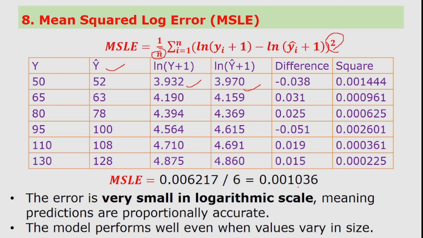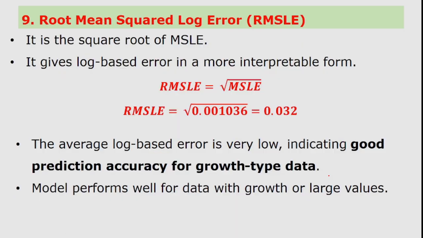See here, the error is very small in logarithmic scale, meaning its predictions are proportionally accurate. With our model, the MSLE gives a very small value, so the prediction is more accurate. The model performs well even when values vary in size.